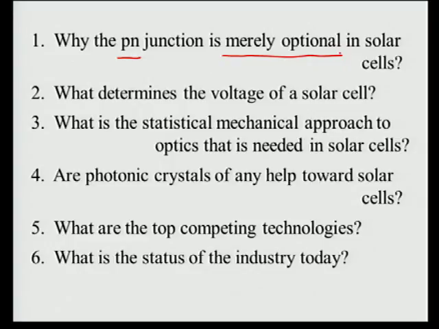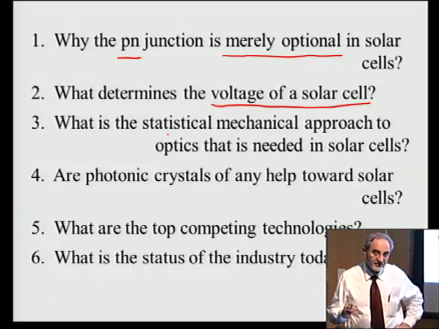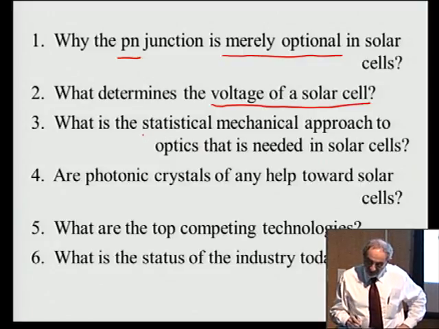And then it's easy to calculate the current of a solar cell because you just need to be a bookkeeper. You just say, well, where do the photons go? Count up the current. So everybody understands the current, but the voltage is much more difficult to understand. So I will explain where the voltage comes from. What determines the voltage of a solar cell? And then it turns out that the optics, and this is why I'm here at the Optical Sciences Center, the optics inside a solar cell is actually very important. And we need to use statistical mechanics to analyze the optics inside a solar cell. And we're going to do that.